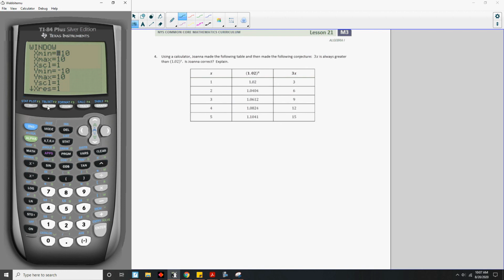I'm going to change my window. And I don't care about negative, so I'm just going to put -1 so I can still see the y-axis. And my x maximum, I'm going to start with 1,000. And my y minimum, just so I can see the x-axis, I'm going to put -1. And the y max, I'm also going to go up to 1,000. And let's just see what that looks like.